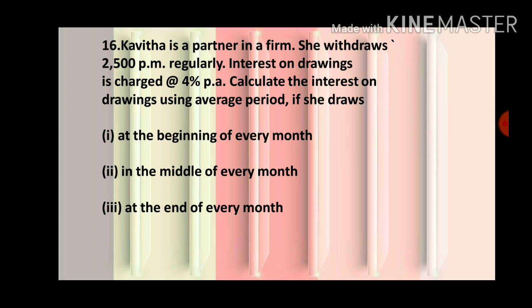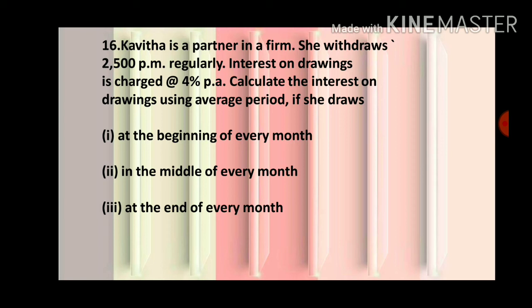Kavita is a partner in a firm. She withdraws rupees 2,500 per month, not per annum, per month. Every month Kavita withdraws 2,500 regularly. Interest on drawings is charged at 4% per annum.